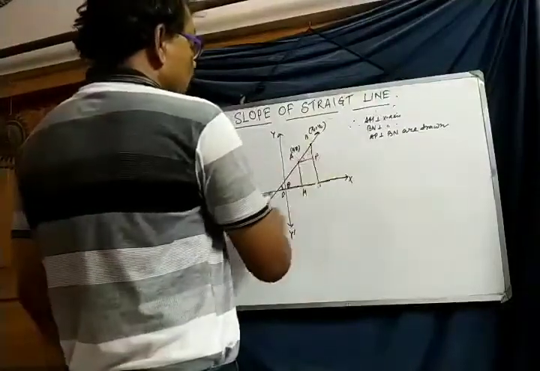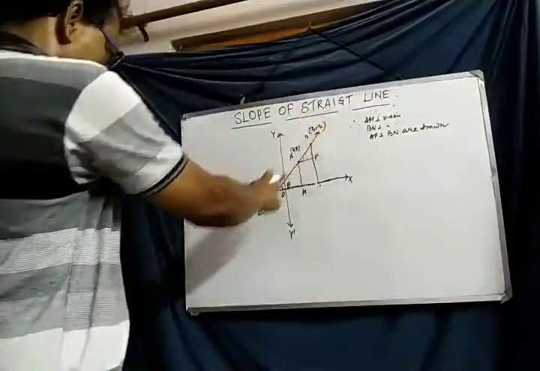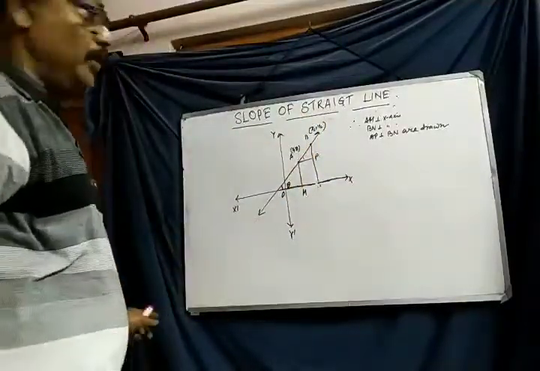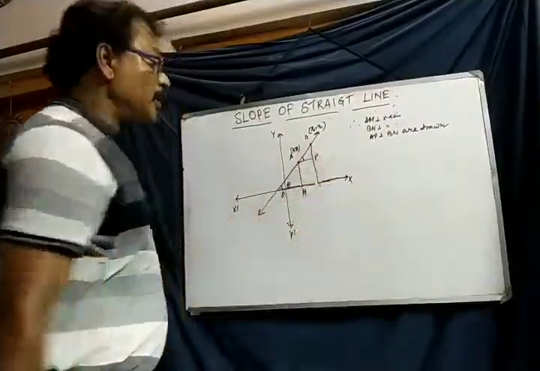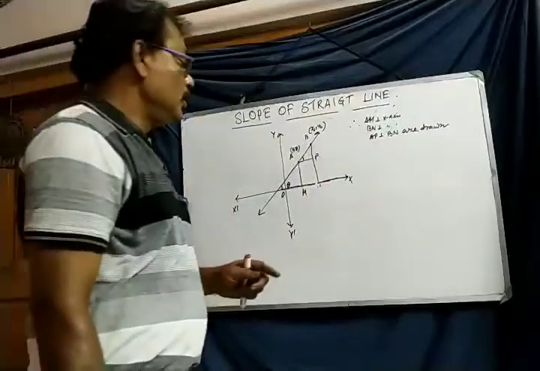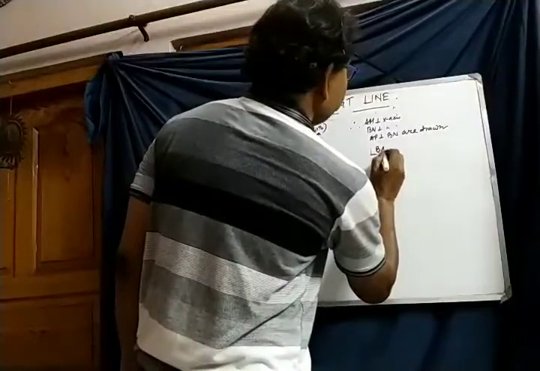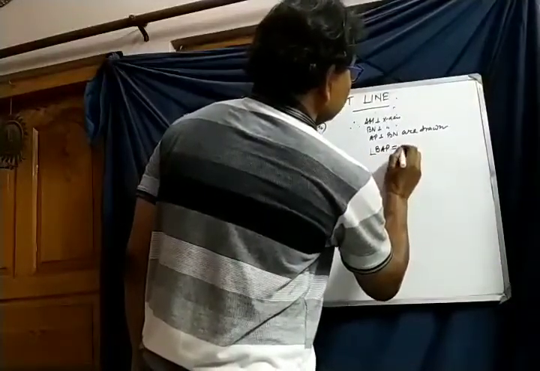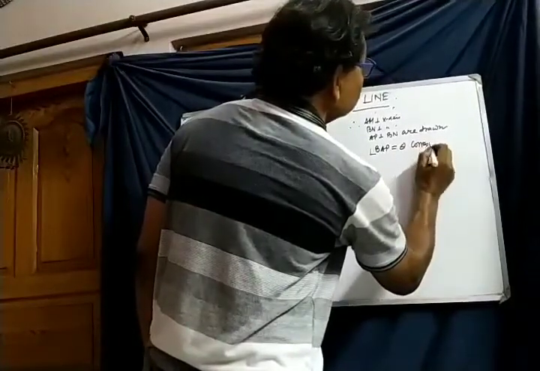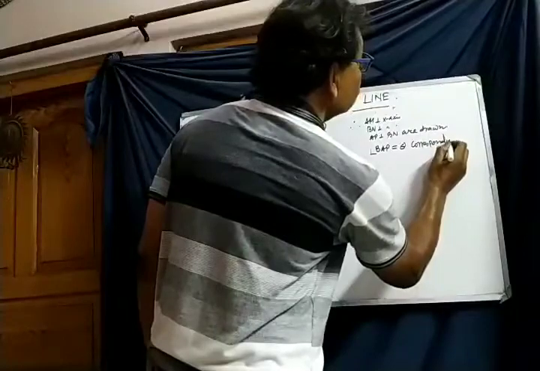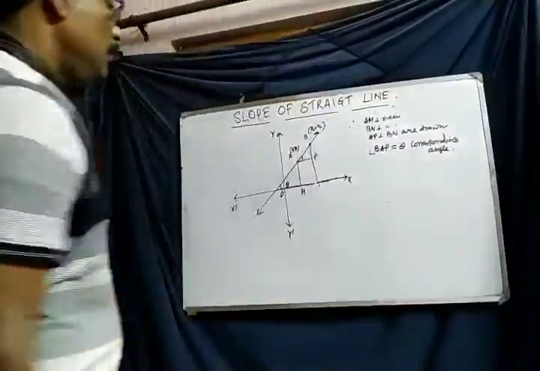AP is parallel to the x-axis. Again I am telling you, AP is parallel to the x-axis, and the given straight line is treated as a transversal. Therefore, these angles are corresponding angles, and they are equal because AP and the x-axis are parallel. So angle BAP is equal to theta. This is the corresponding angle.